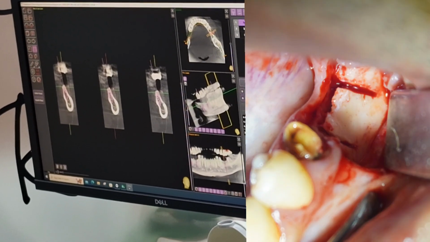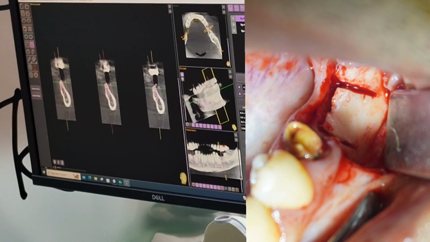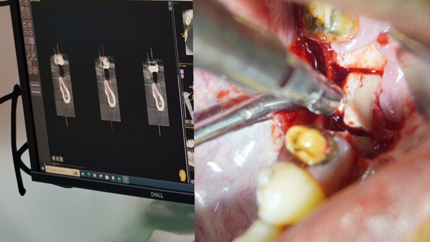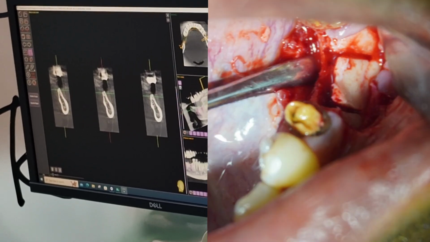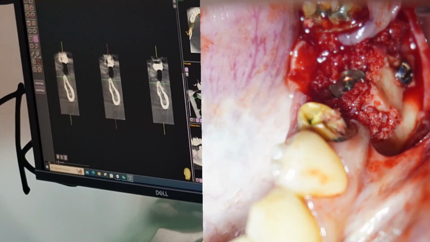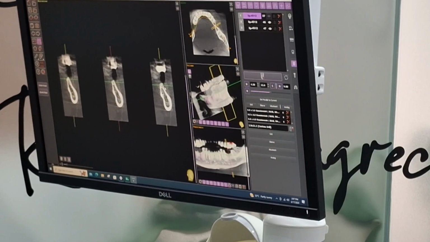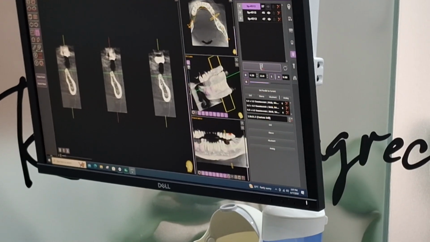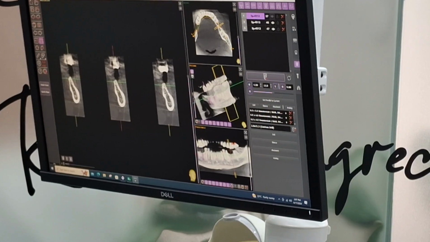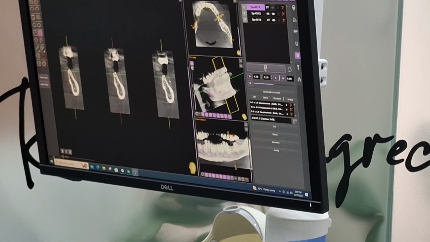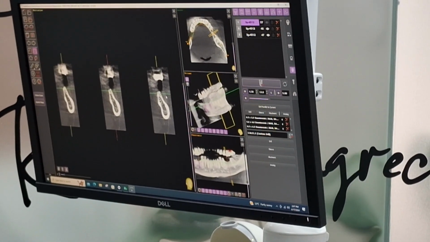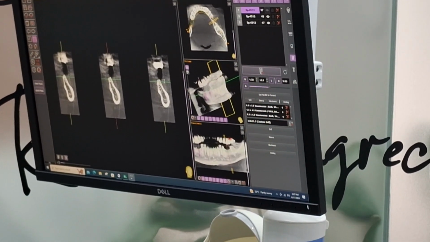The procedure is called ridge split, where we split this ridge. The ridge is this bone which remains after the extraction, which should have been here, but because it was an old extraction, the ridge collapses. This is why I always tell you to extract and put the implant. In most of my videos, that is what I am explaining: why we should extract and place the implant, because I get the maximum width which is available to me.